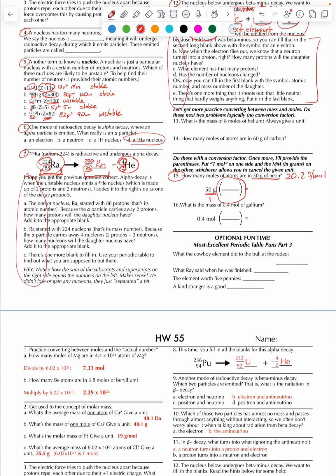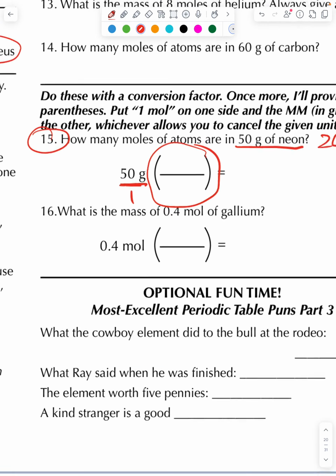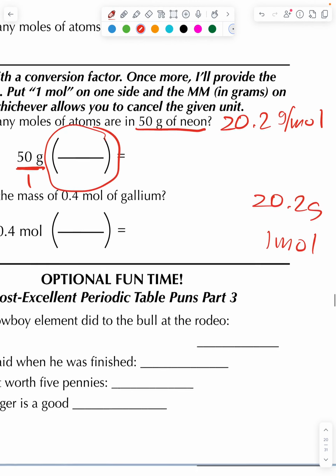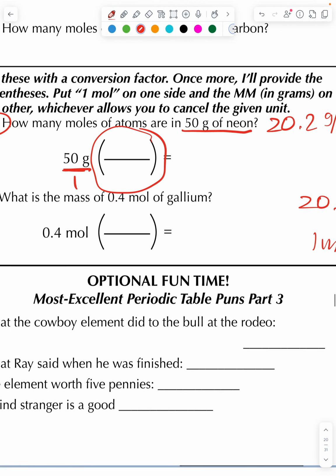So always on your conversion factor, you're gonna write the mass, for example, 20.2 grams on one side of the conversion factor, and the other side, you're always writing 1 mole. So for this one, I'm trying to get rid of grams. So what am I gonna write on the bottom? I'm gonna write the 20.2 grams. That way, the grams could cancel. And what I'm writing at the top is 1 mole. After all, I want to find moles, right? So you're gonna take 50 and divide by 20.2, and you're getting like 2.5, right? We'll look at the answer below on the answer key.